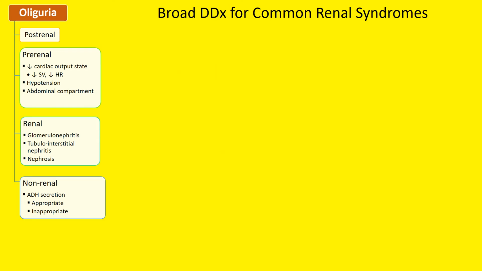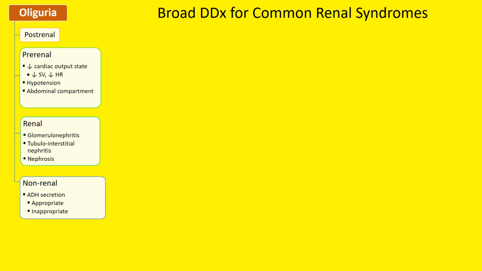For the broad diagnosis of renal syndromes, the commonest renal syndrome is oliguria, and always rule out post-renal, pre-renal, renal, and sometimes you can have a non-renal cause of oliguria. For the post-renal cause, you'll have to say, I'll get a bladder scan or an ultrasound or a CT KUB. Then pre-renal: is it because the heart is the problem, so the patient has a low cardiac output state or has hypotension, or maybe the patient has an abdominal compartment syndrome or something like that.